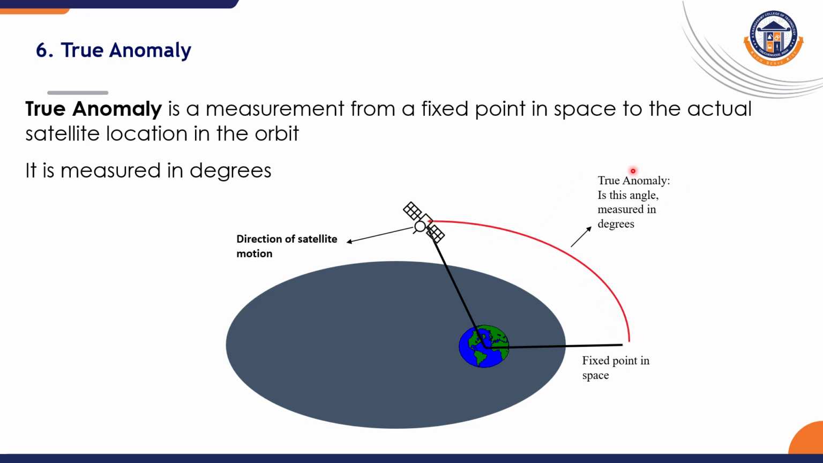From the parameter true anomaly, we can define where the satellite is, where the particular object is on the orbit. The current location of the satellite will be obtained from the true anomaly.